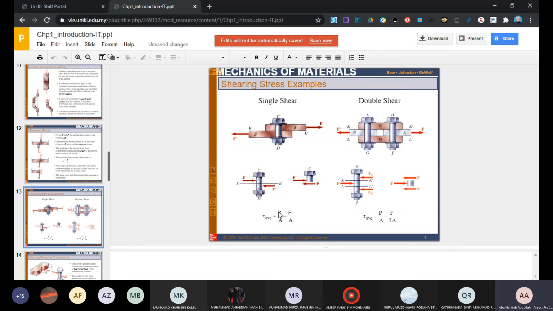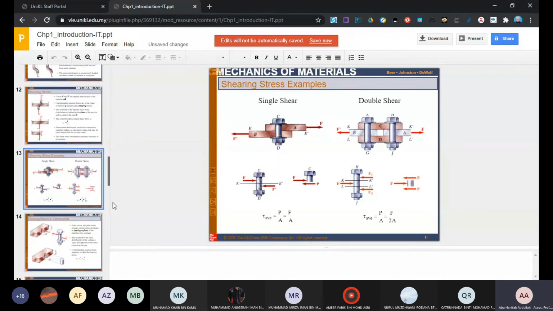Okay, so here we can see for single shear, force over area, you get the shear stress here, and this shear stress you compare with the material shear strength, and if this is higher, then the part will fail. And if you have two plates like this, we get two shear areas, one and two. So force divided by two shear areas, obviously this shear stress will be very low. Any question on that?